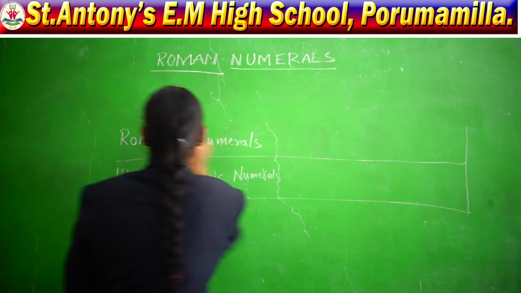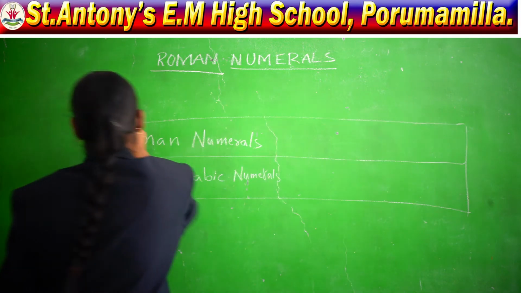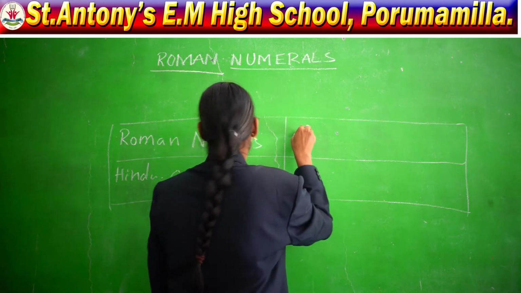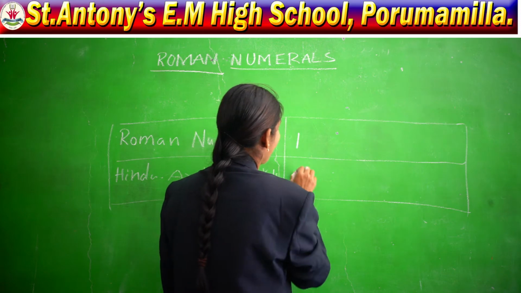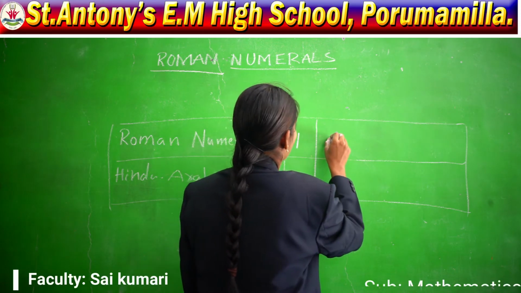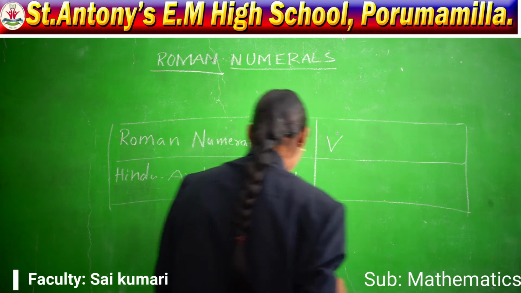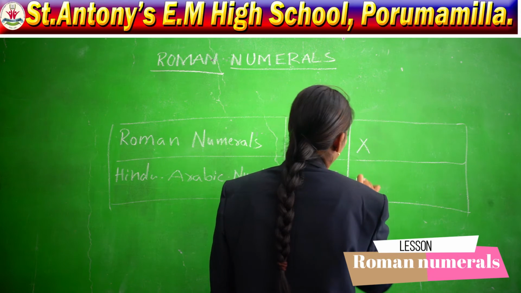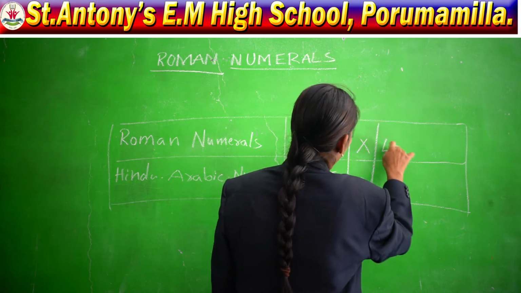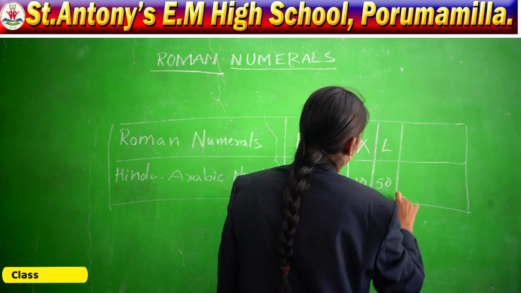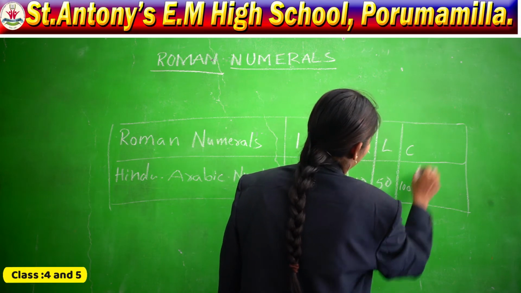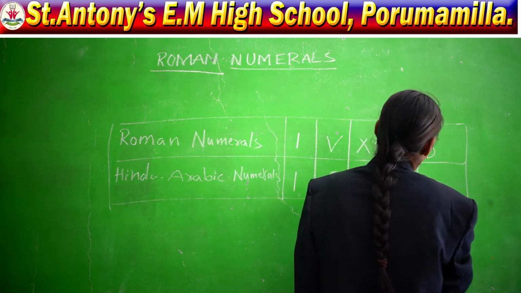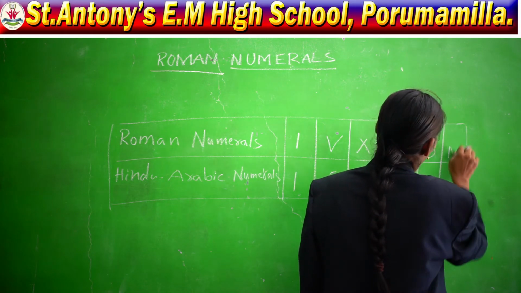Which are the 7 symbols? I will explain to you. With those 7 symbols you can write each and every number. Roman numerals: I. I means 1. V. V means 5. X. X means 10. L. L means 50. C. C means 100. D. D means 500. The last symbol is M.